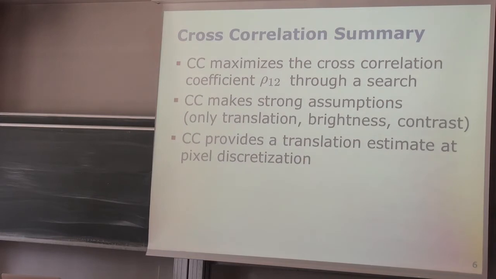So if one of the images is, for example, rotated, let's say by 45 degrees, the cross-correlation method will fail, and it's very unlikely to find a good match.